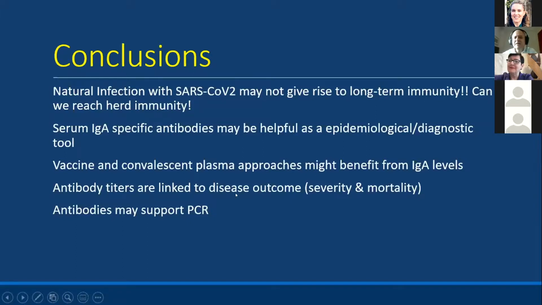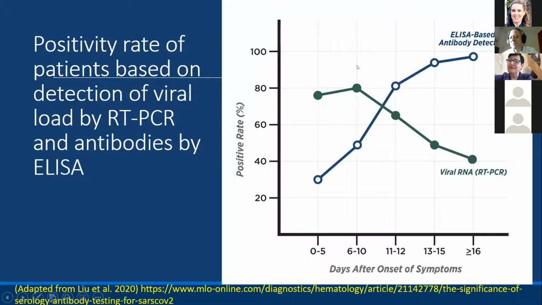Antibody titers are linked to disease outcome, so we can use the antibody in patients, especially hospitalized patients, to predict outcome and mortality in certain cases. Antibodies may be a support for PCR. We know that PCR with time starts to go down, especially 13 to 15 days post infection. And in that case, serology can be helpful in monitoring and detecting these cases.